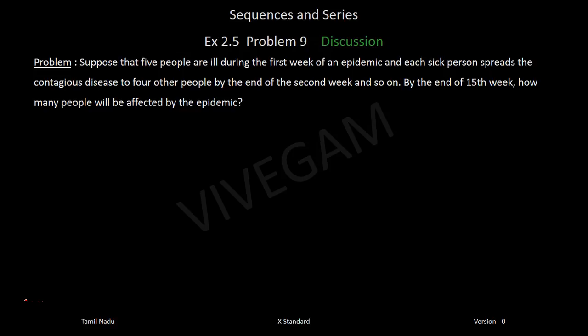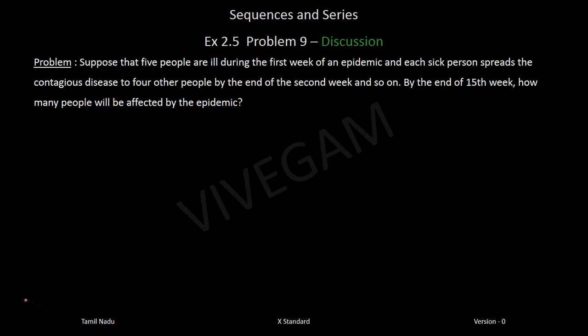Let's read the problem. Suppose that 5 people are ill during the first week of an epidemic and each sick person spreads the contagious disease to 4 other people by the end of the second week, and so on. By the end of the 15th week, how many people will be affected by the epidemic?